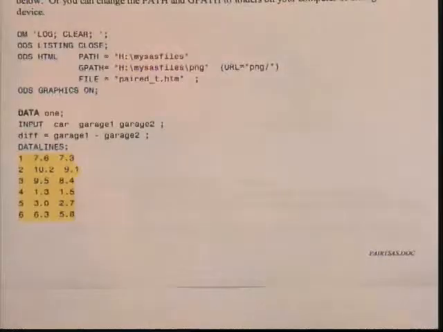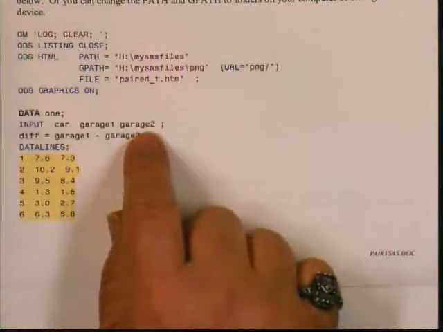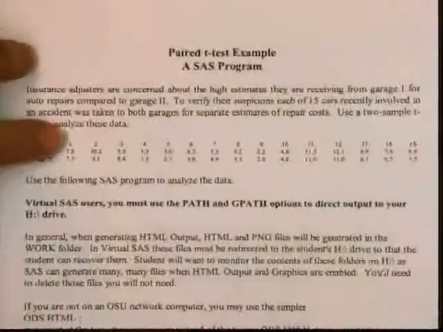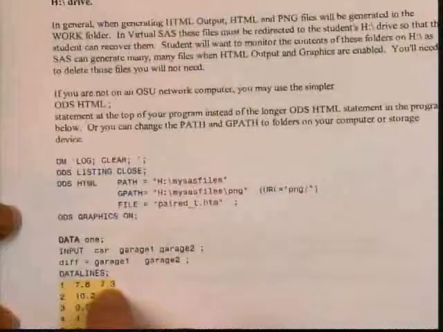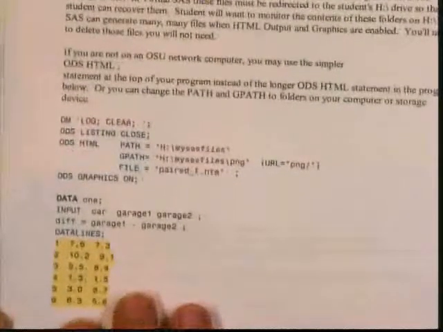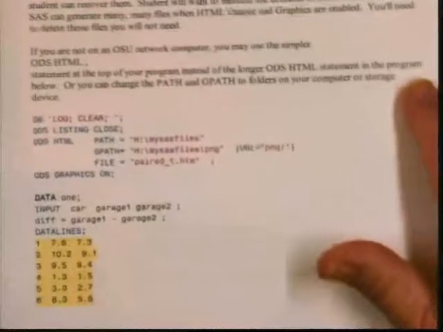All right, so the data that we input, I have the car information, the Garage 1 information, and the Garage 2 information. So come back up to the top. Car 1, 7.6 and 7.3. So knowing how to enter the data, whether the data are paired or independent, for the type of analysis we're doing is part of it.